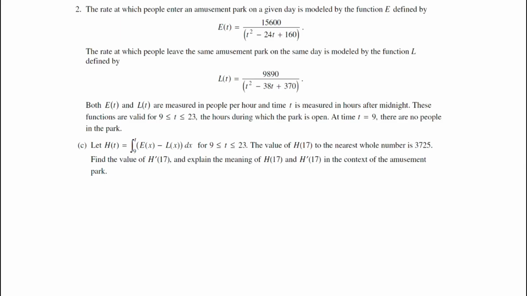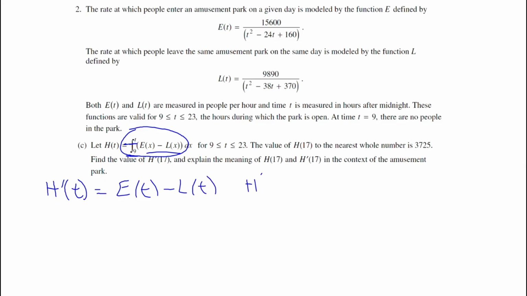So first of all, let's find this value of h prime of 17. Well, h prime of t is a derivative of an integral from a constant to t of some function. So it's just that function in terms of t. So h prime of 17 is just equal to E of 17 minus L of 17. And so we can just evaluate each of those functions at 17 and subtract them.